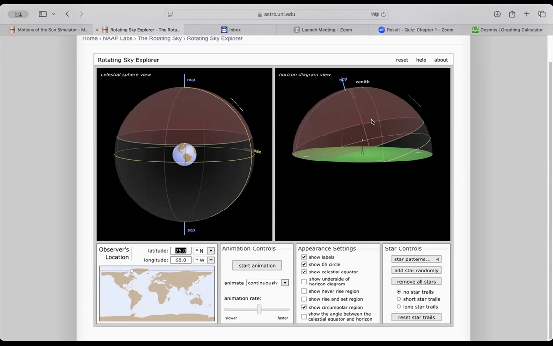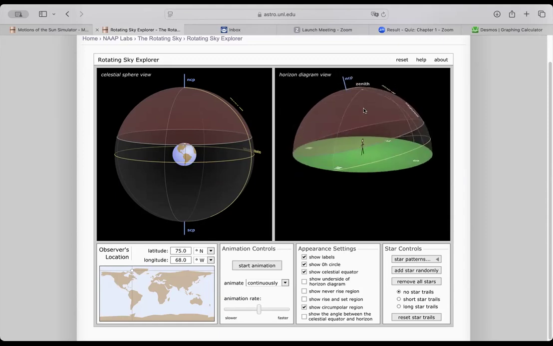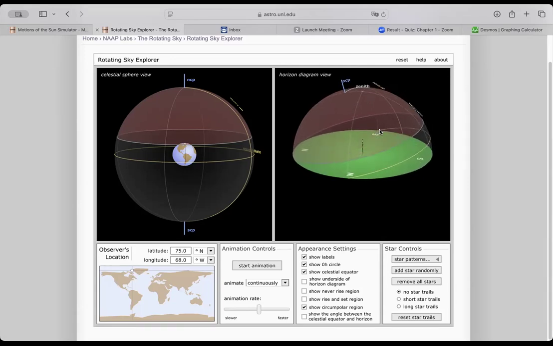Like here, if you wanted to say how large is the circumpolar region for an observer at 75 degrees north, as I just said a moment ago, it's most of the sky, right? It's a good amount of the sky. We're looking at a little observer here, right? You can see it, a good portion of the sky is the circumpolar region. But what about someone that's all the way at the pole?